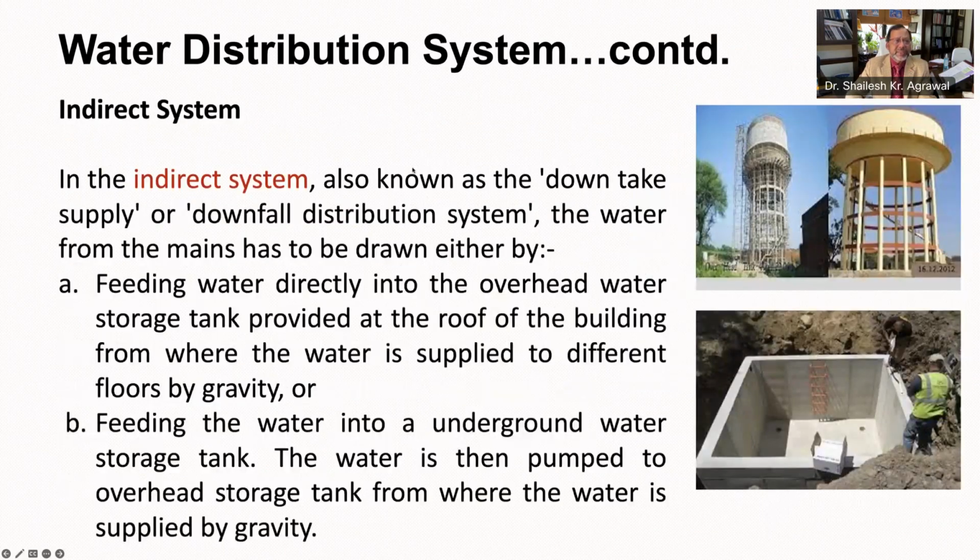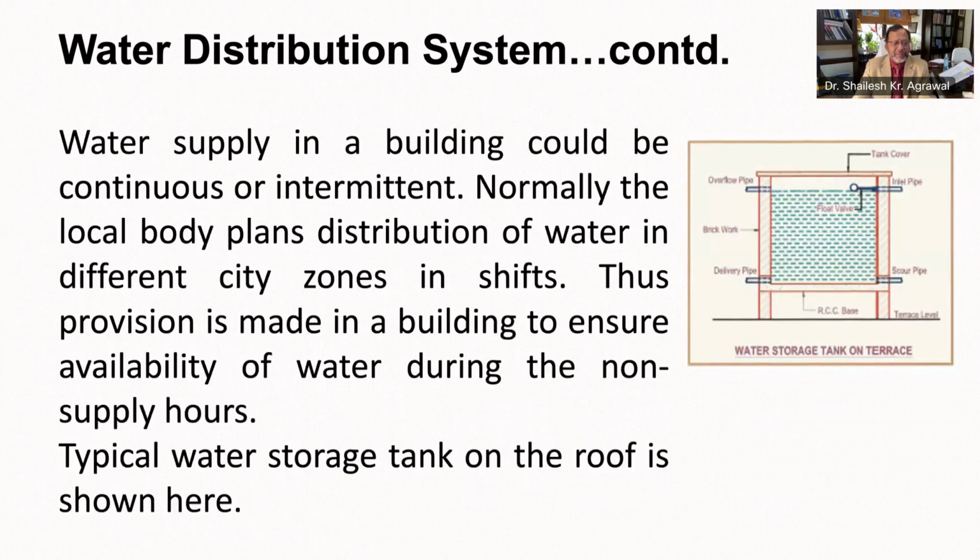Whereas in indirect system, also known as downtake supply or downfall distribution system, the water from mains has to be drawn either by feeding water directly into an overhead water storage tank provided at the roof of the building, from where the water is supplied to different floors by gravity, or by feeding the water into an underground water storage tank, from where water is then pumped to the overhead storage tank, from where the water is supplied by gravity. Water supply in a building could be continuous or it could be intermittent.